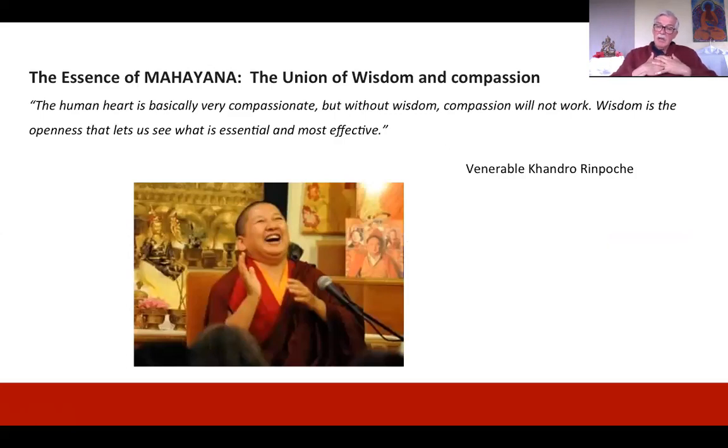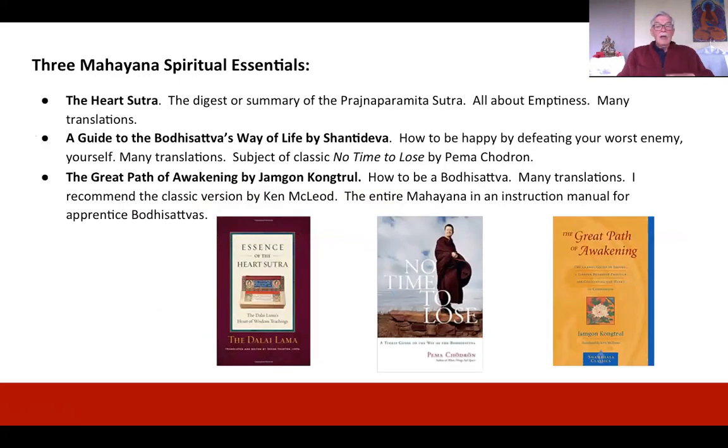Then our hearts can be effective. Otherwise, we're kind to the people we like and we're cruel to the people we don't like. That's not very compassionate. That's stupid. That just causes suffering to yourself and others, ultimately. Three essentials for the Mahayana, and for spiritual practice. I want to finish up quickly now.